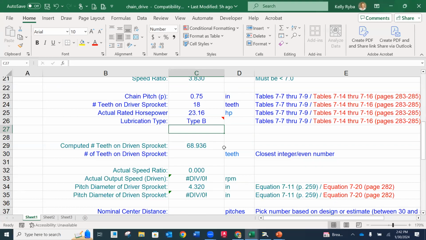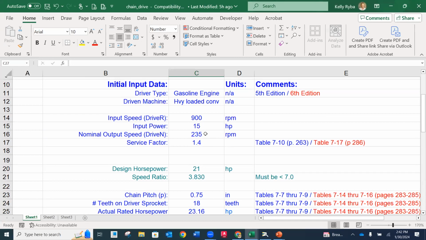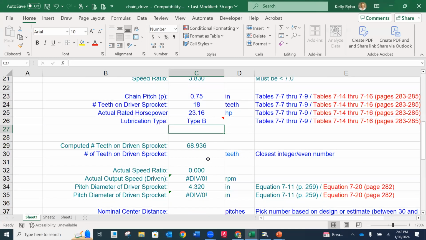Now we're going to go down and it's going to say, based on that speed ratio or the output speed, target the nominal output speed of 235, you will need 68.936 teeth on your driven sprocket to create this ratio that you have here. Well, obviously we can't do 68.93. So we need to go to the next integer number. So we'll just do 68.